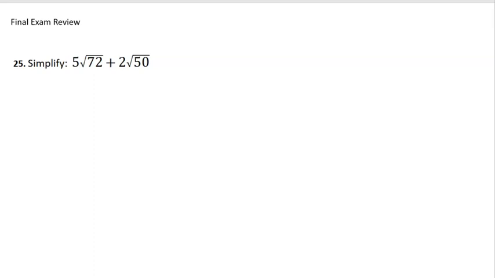So I'm trying to break down the square root of 72. Do you know a perfect square that divides into 72? If you said 9, 9 works, but you know what? 36 divides into 72, that's bigger. So I'm going to use the biggest one because that's faster. So I have 5, stays the way it is. I'm going to rewrite the square root of 72 as 36 times 2.